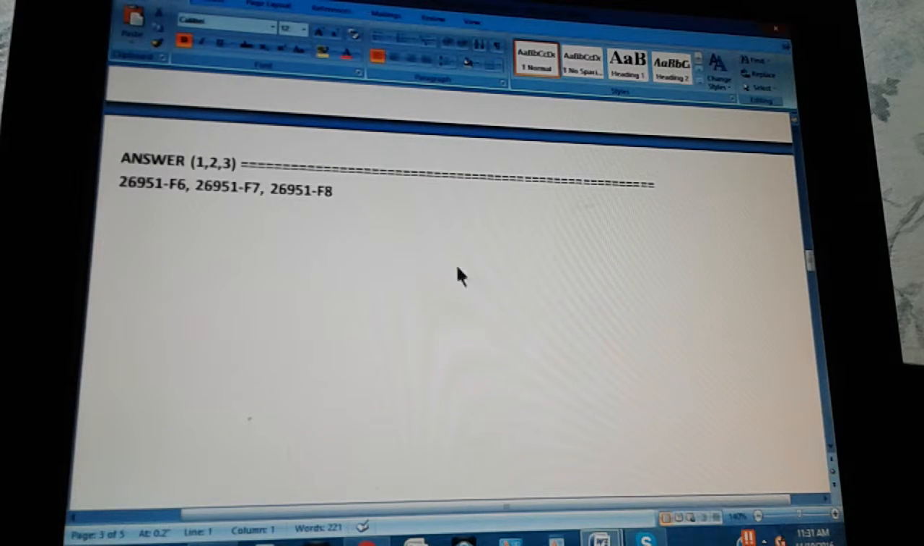Okay, the answer is like this. There's just one code, the same code repeated 3 times, each time with a different modifier for each finger. So the answer is 26951, modifier F6, the same code 26951, modifier F7, and the same code 26951, modifier F8. That's the answer. Did you get that? If you got it, congratulations. If you didn't, let's give you a couple of tips.